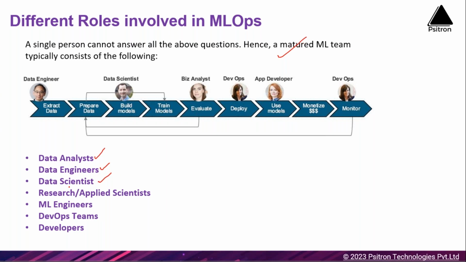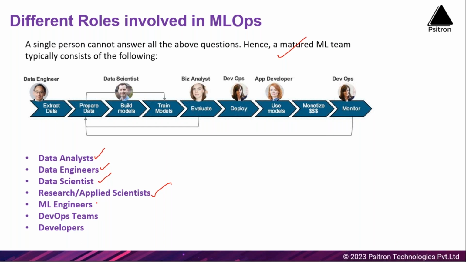Then comes the research or applied scientist, right? What is this research or applied scientist? Usually you don't see this kind of role in all organizations, but companies who are working with, let's say, cutting-edge technologies will often have this kind of role. Maybe we can think of organizations like Google, Microsoft, Amazon. Ultimately they will be building new algorithms to solve specific problems.